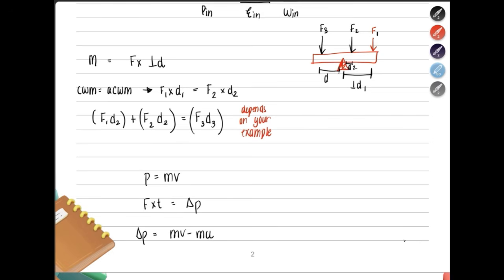Then you have momentum. Momentum is the quantity of motion. It says mass multiplied by velocity. And then a change in momentum, delta P, is the impulse, force multiplied by time. This is the impulse.